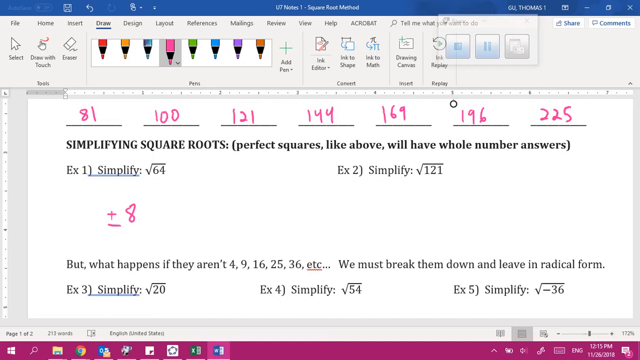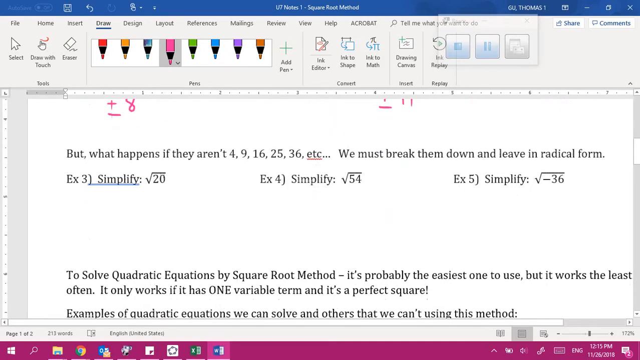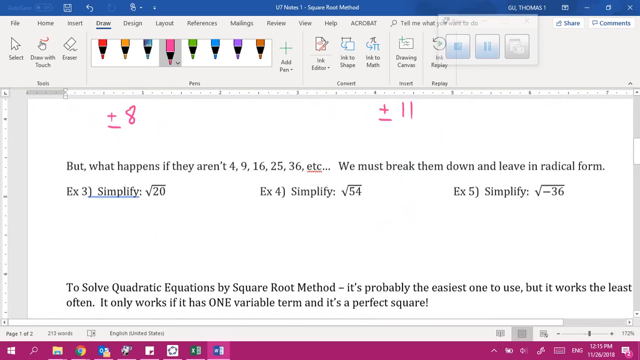On example 2, what is the square root of 121? 11. As we just said, it's not just 11. It's positive and negative 11, plus or minus 11. Every time you take a square root, make sure you put plus or minus. That's the biggest killer here, because there are always 2 answers. Those ones are pretty easy because they're perfect squares.